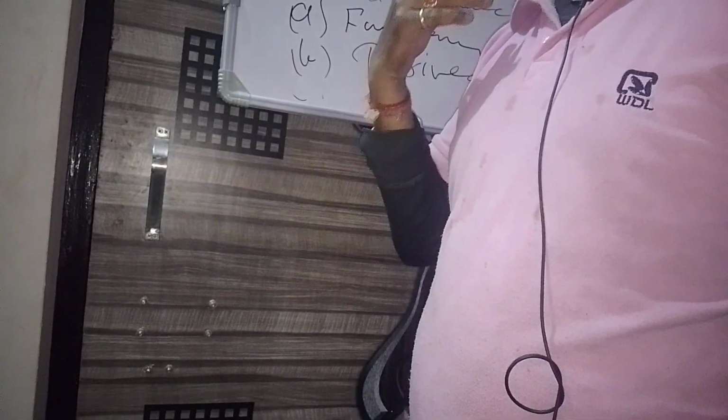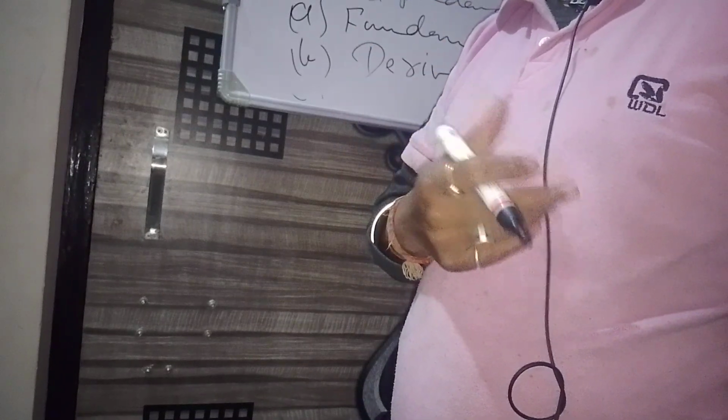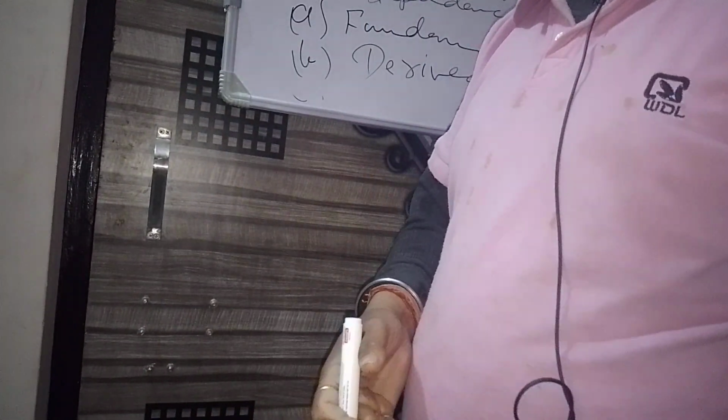On the basis of dependency there are two types of physical quantity. First is fundamental physical quantity. The second is derived physical quantity. Now, fundamental physical quantity. Second is derived physical quantity.